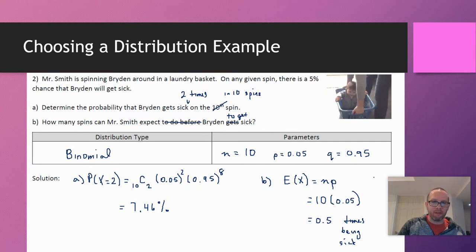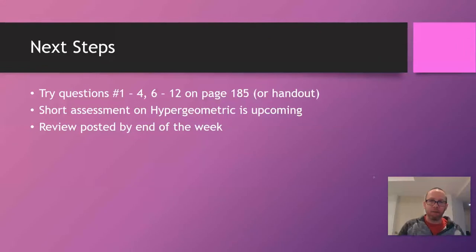For next steps, I've got some practice for you guys. A lot of these questions have you rephrasing questions to change them from one type of distribution to another. So for a lot of these, answers may vary. Keep that in mind as you're doing those.